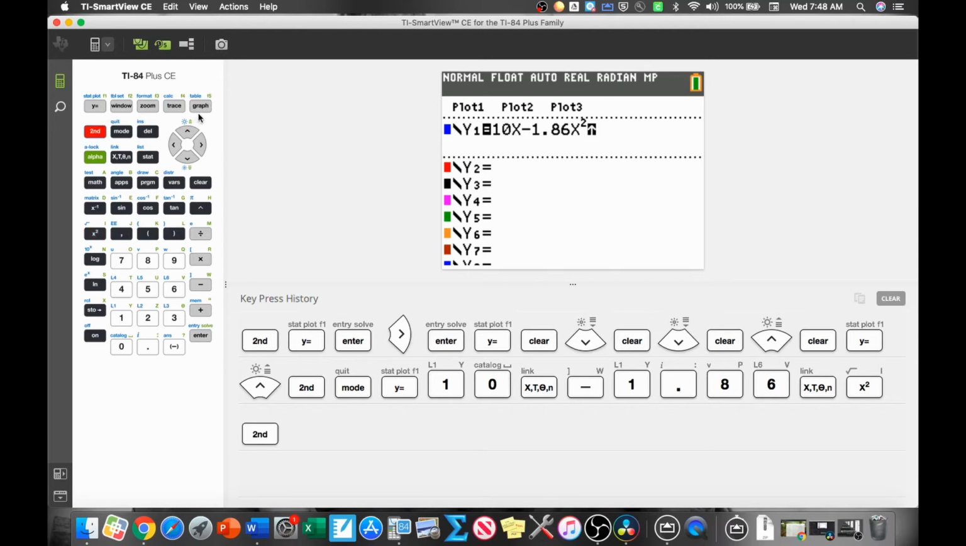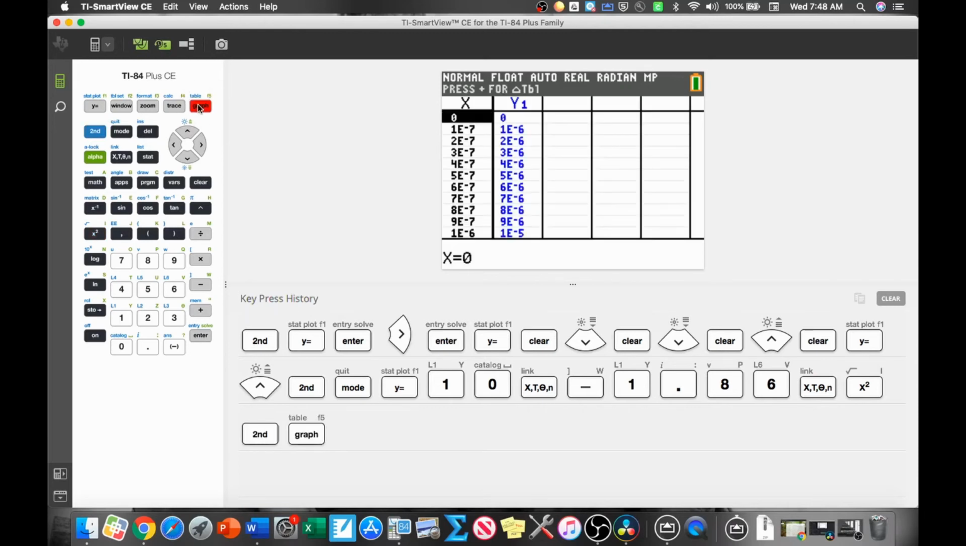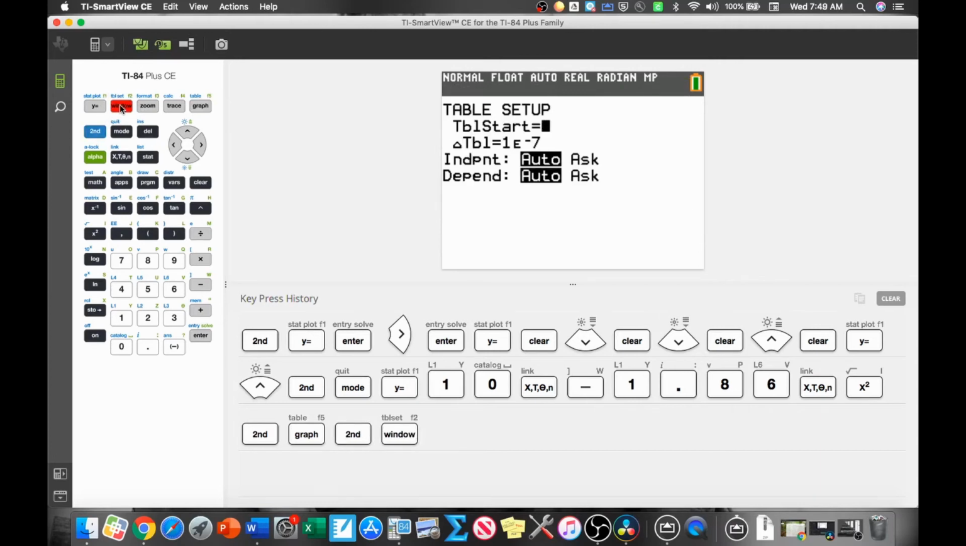So if we go to second level and then above your graph key is table, okay? Now you can type in any values that you want here as long as you have your settings correct. So actually we need to backtrack for a second. First we need to go to table set, which is right here above your window key. It's a second level function. So second level table set, this is your table settings, okay? And right now it's on auto, and so this is what we need to change. We need to change our independent variable, which is our x value, to ask. And all that means is that it allows us to type in any value that we want to. So I just highlighted ask and I hit enter.